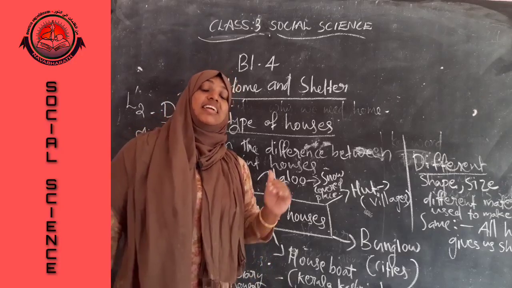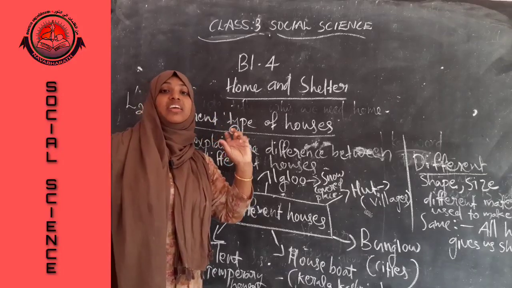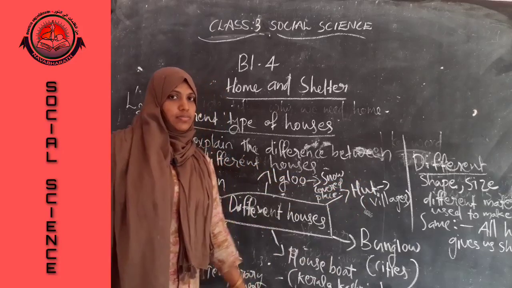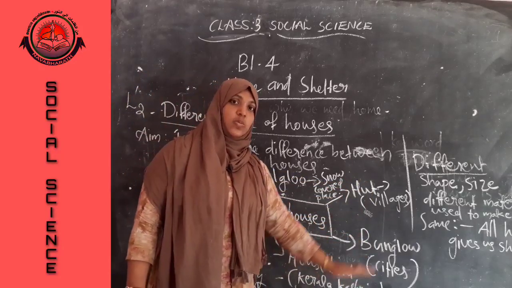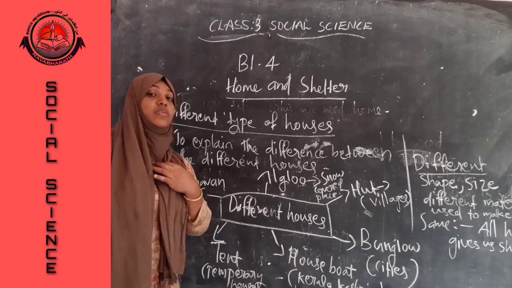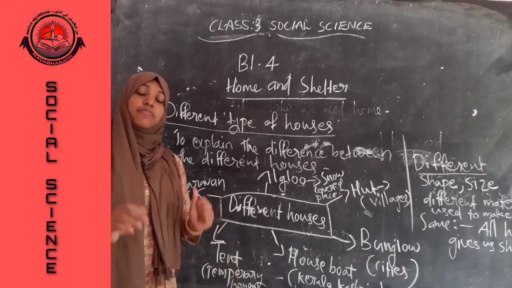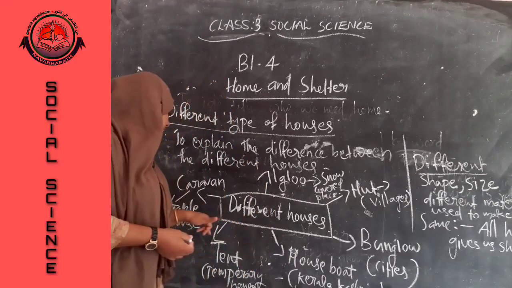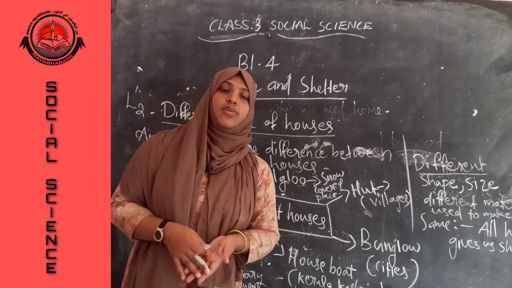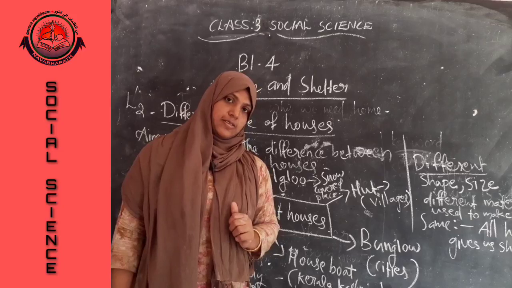We can find houses in different places. It depends upon the climate of the region. Huts we mostly find in villages, right? Bungalows are mostly found in cities. Houseboats are in Kerala and Kashmir because these are tourist places. Then a tent is a temporary or movable house. A caravan is also a movable house we can use to travel long distances. Then igloos, we can find in snow covered places.